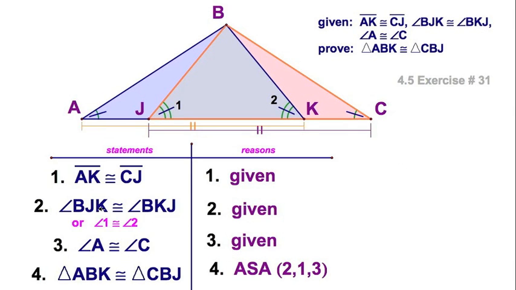Notice the 2, 1, 3. Line 2 gave us one angle. Line 1 gave us the side. Line 3 gave us the other pair of angles. Good bookkeeping exercise to make sure you get them done right. And to help you visualize, you can see clearly that these two triangles are reflections of each other.